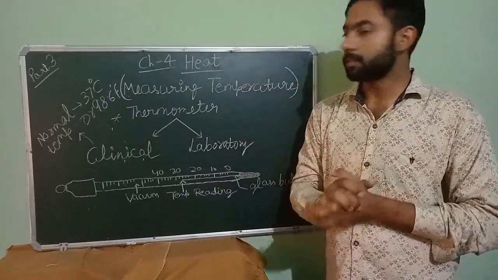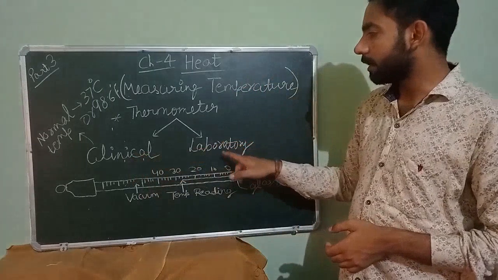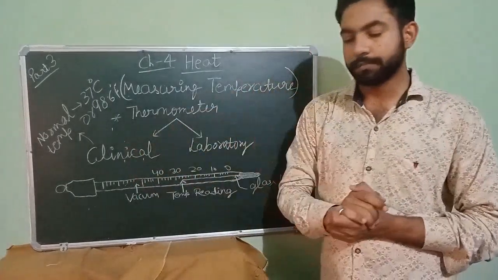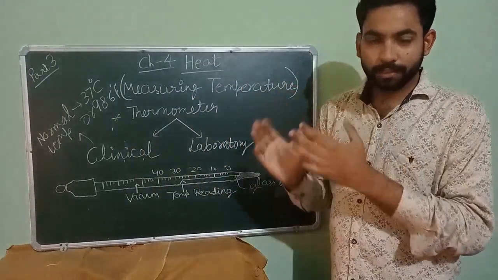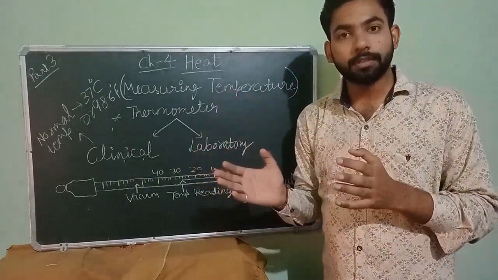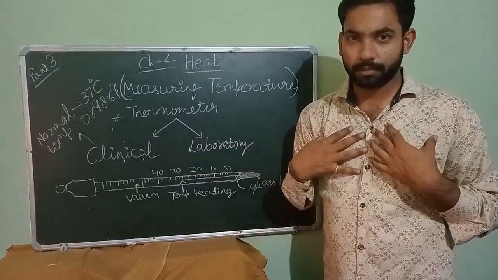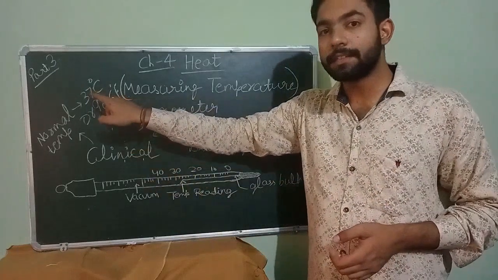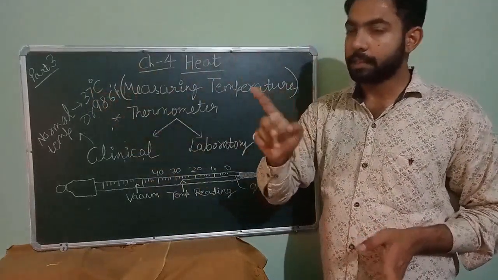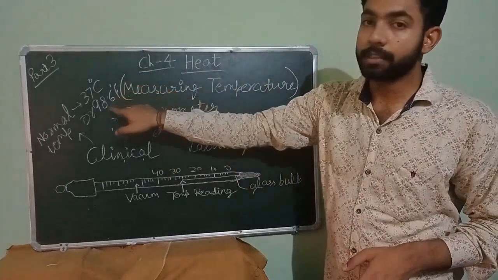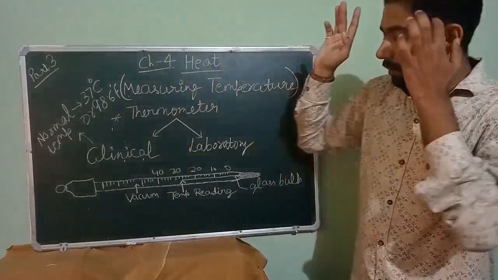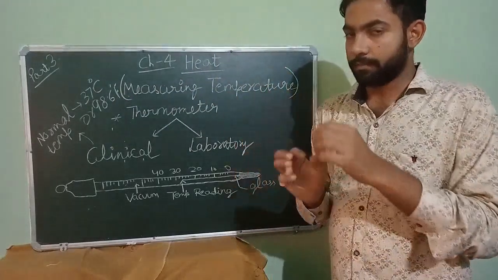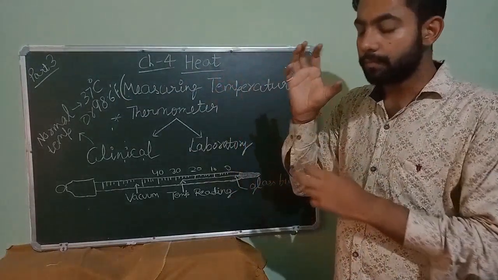There are two types of thermometer: clinical and laboratory thermometer. First, we will discuss about clinical thermometer. Clinical thermometer is a thermometer which is used by a doctor or a nurse to measure the temperature of our body. The normal temperature of our body is 37 degrees Celsius, whereas in degree Fahrenheit it is 98.6. It consists of a long glass tube and it has a bulb at one end. Thermometer has a bulb at one end.